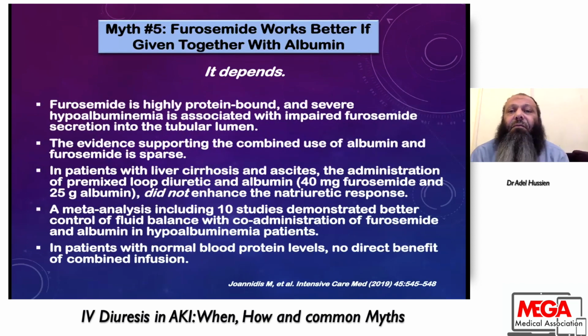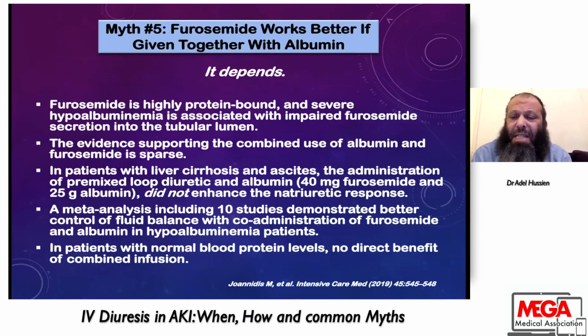Myth number 5: furosemide works better in patients when it's given with albumin. It depends. Furosemide is highly protein bound, as we know, and severe hypoalbuminemia is associated with impaired furosemide secretion into the renal tubular lumen. So the evidence supporting the combined use of albumin and furosemide is still poor.